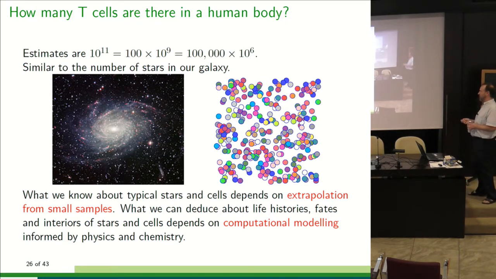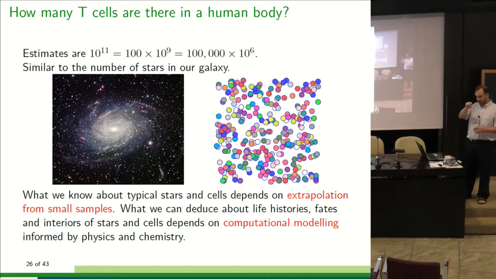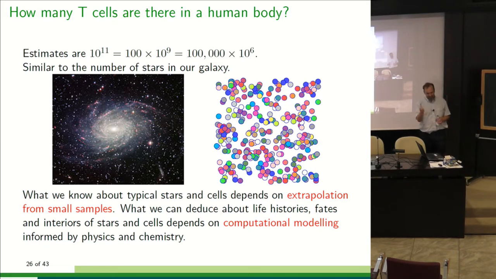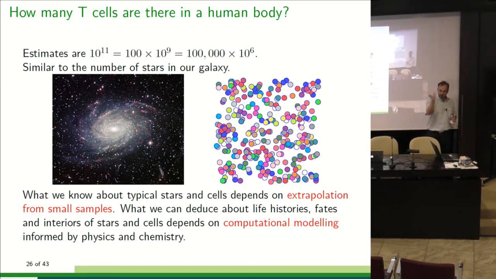So, in the same way that no poor graduate student in an astronomy department has had to sit in front of a photo of the Milky Way galaxy and count the stars from 1 to 10 to the power 11, nobody in any immunology lab has ever taken a person apart and counted the T cells from 1 to 10 to the 11. We always have to extrapolate from small samples. So we always have to work out, in the case of stars, how many can we see in a little sector of the sky, and then multiply by the factor of which we think that represents.